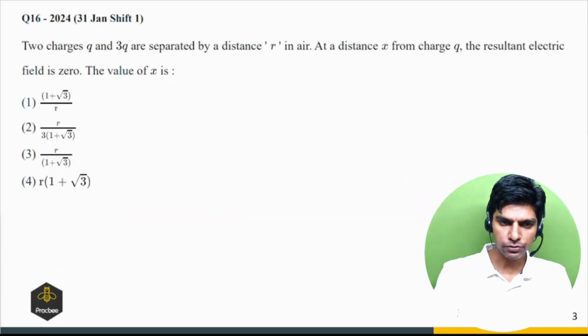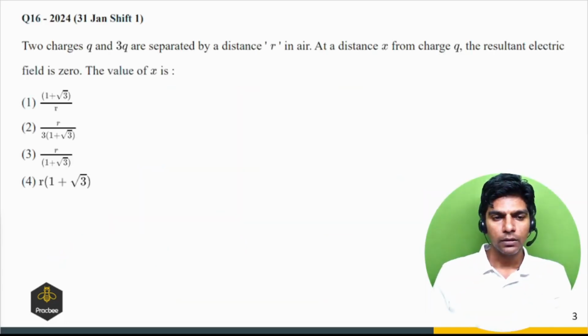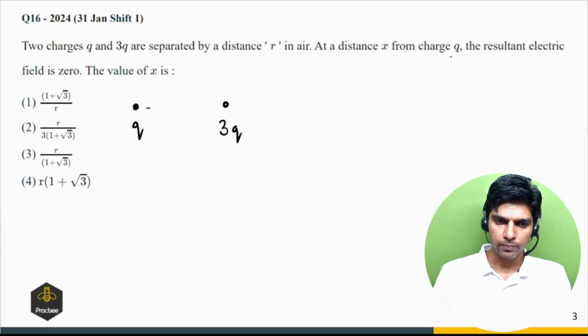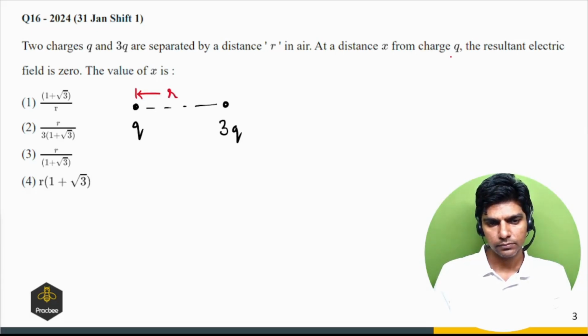Right, so let us see the next question. Two charges q and 3q are separated by a distance r in the air. At a distance x from the charge q, the resultant electric field is 0. Find the value of x. Okay, so we are given two charges q and 3q, and the distance between them is r, and they are placed in air.